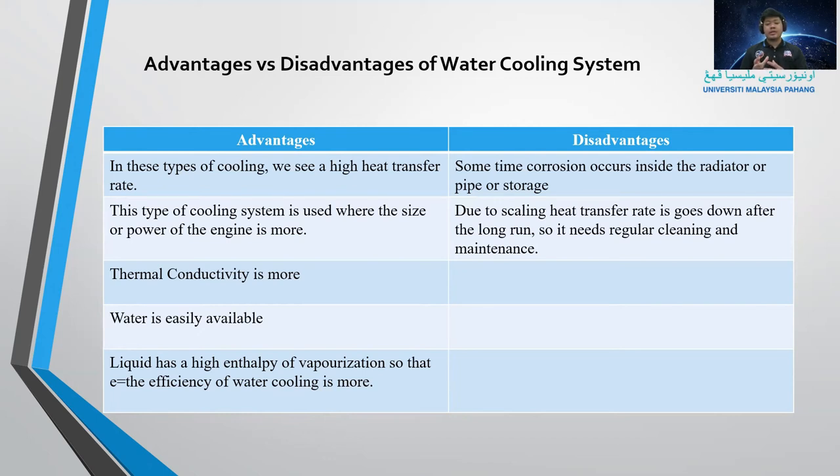Next, the disadvantages of the water cooling system. Sometimes corrosion occurs inside the radiator or pipe or storage. This is because we're using water, and the water has some air in the substance of the water. Next, due to scaling, the heat transfer rate goes down after a long run. So it needs regular cleaning and maintenance.